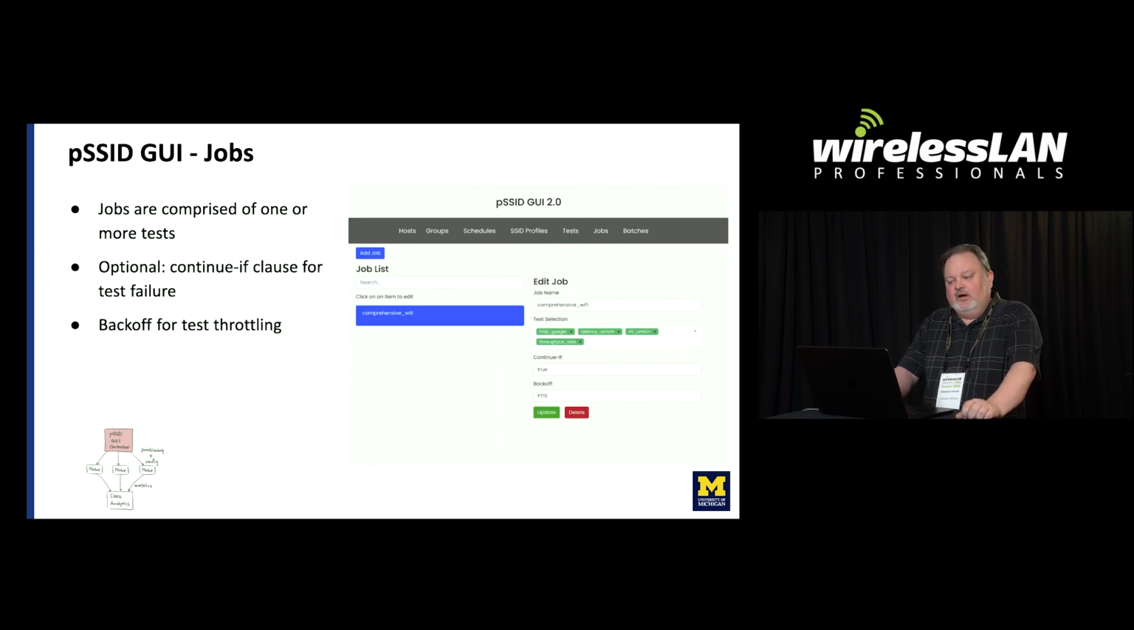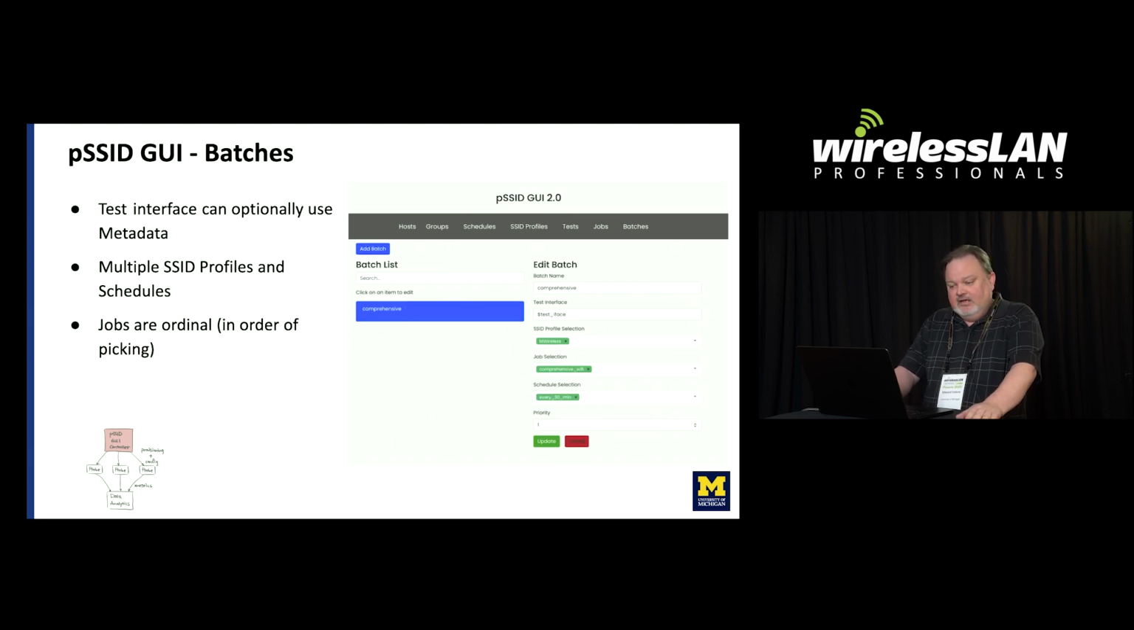The jobs menu, you basically pick out whatever tests you want to add to the job, and you add it. And finally, we get to the batches, which show the test interface, which, like we said before, if you wanted to define different classes of machines with metadata for their test interface, this would be a place to use it. You combine that with the SSID that you want to test, the jobs, multiple schedules if you want, so you can aggregate that, and a priority.